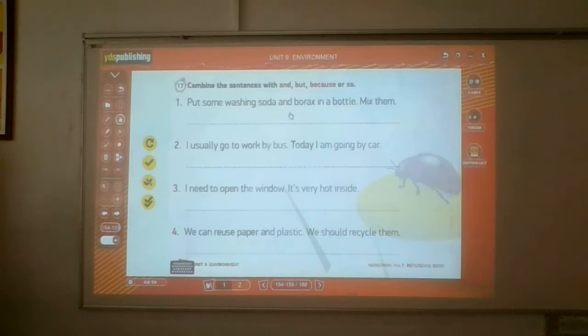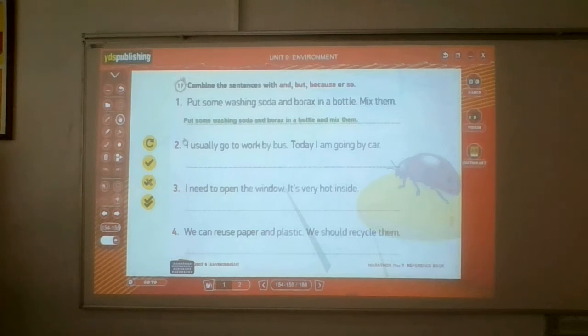Combine the sentences with and, but, because, or, so. Put some washing soda and borax in a bottle. Mix them. Put some washing soda and borax in a bottle and mix. Then we use connectors. We use the connector and.